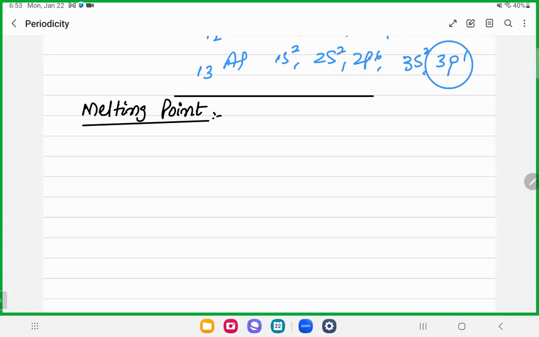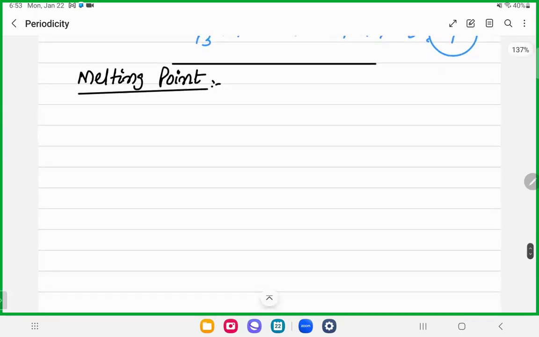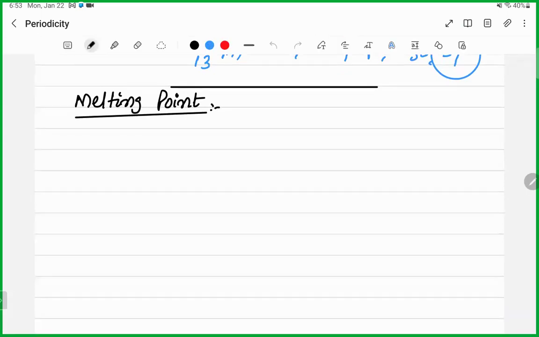चलें जी, let's start with the next one, melting point. Okay, melting point. If I ask you what is melting point, so basically this is the temperature at which a solid is converted to liquid. So this is the melting point.